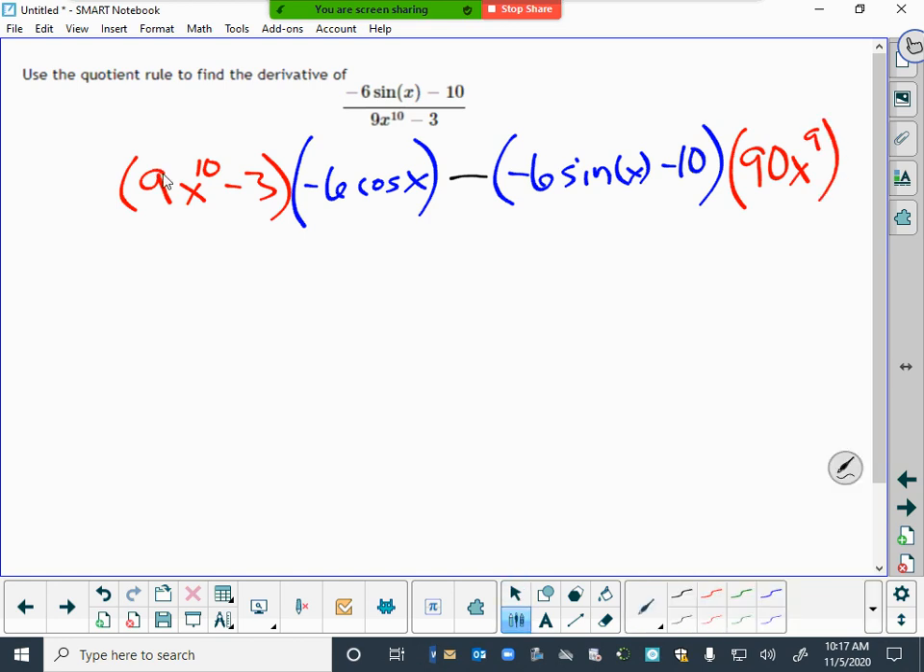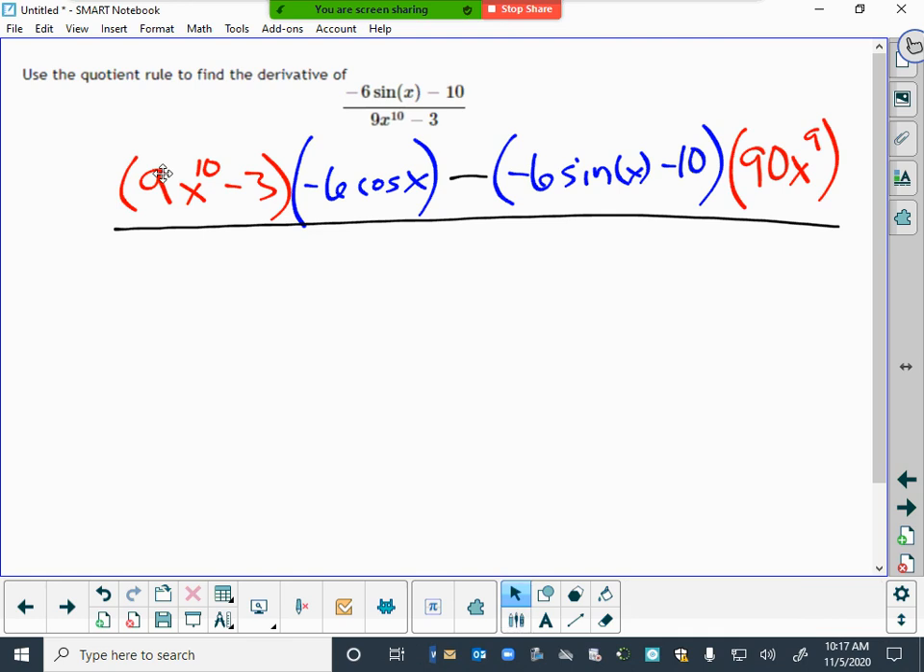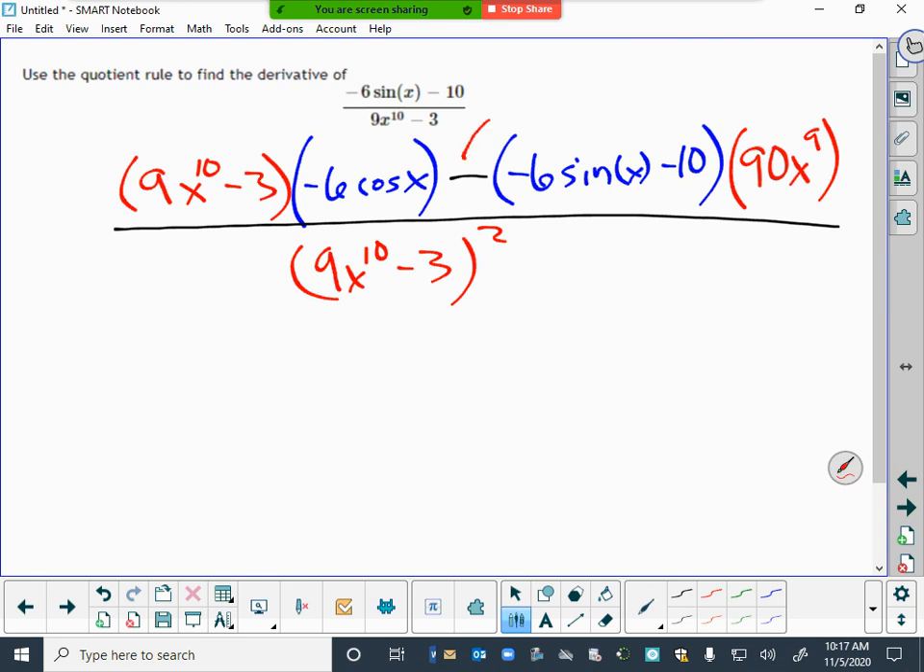And that's going to be all over the bottom, 9x to the 10th minus 3, squared. And it did point out that you don't necessarily need to do any simplifying on this. I would probably, just to keep things clearer here, this negative could go inside here and make those both positive, and then everything would be addition there.